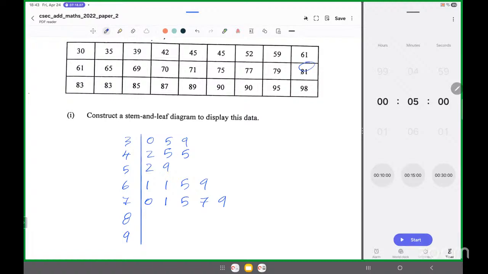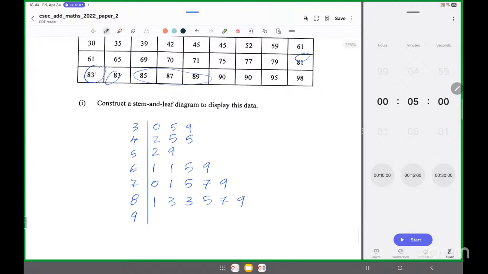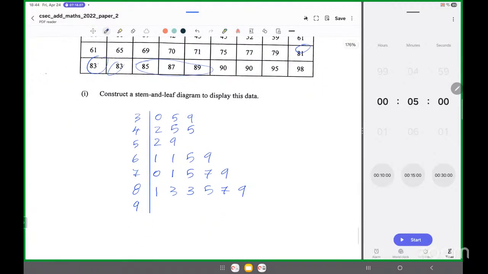It's 81, 83 two times, 83, 85, 87, 89. And the 90s now. So it's 90, 90, 95, 98. And basically that is it.